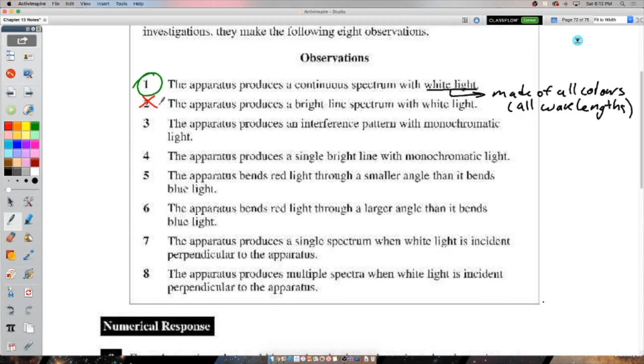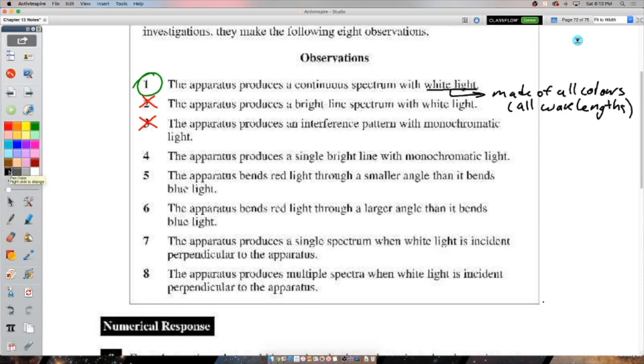Now, the apparatus produces an interference pattern with monochromatic light. Okay, interference pattern from a prism. Interference, you need to separate light into point sources and then have it interfere with itself, right? There's nothing going on in refraction that's causing that to happen. It's just bending the light, okay? So no there. Does the apparatus produce a single bright line with monochromatic light?